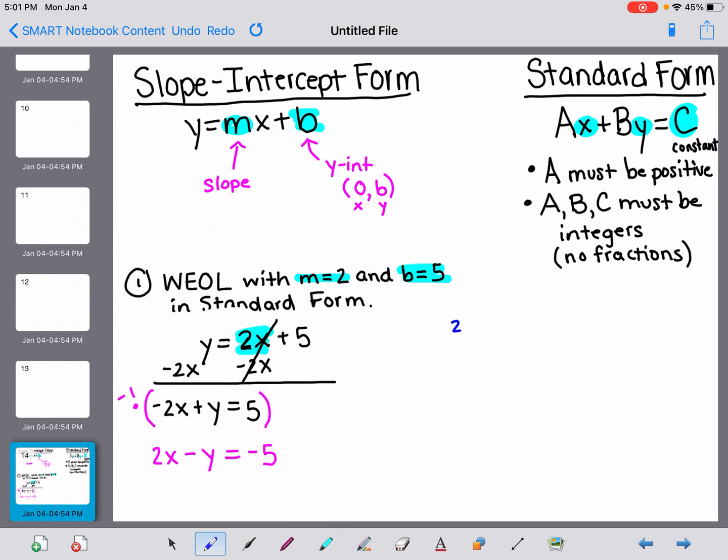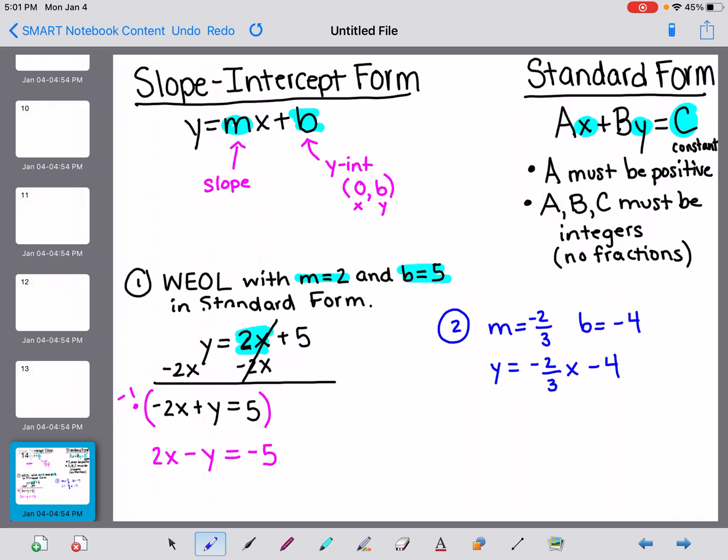Example number 2. Let's say that the m value was 2/3. I'm sorry, let's make it negative 2/3. And let's say the b value was negative 4. Write the equation in standard form. We first need the equation in slope-intercept form, so let's do that.